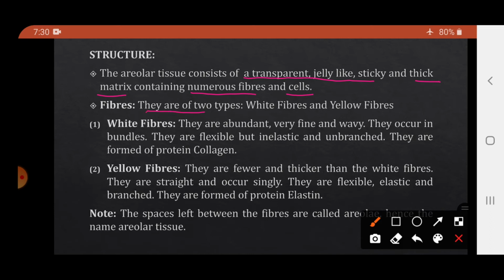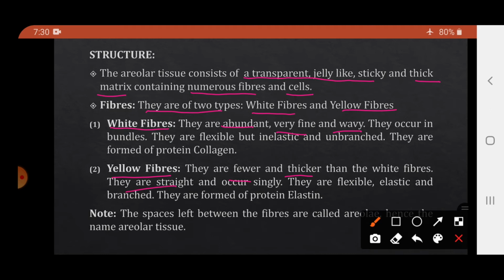Now there are two types of fibers. One is white fibers and another one is yellow fibers. So what are the differences between white and yellow fibers? So first of all, white fibers, they are abundant, very fine and wavy. Whereas when we talk about yellow fibers, they are fewer, they are thicker than the white fibers and they are straight.